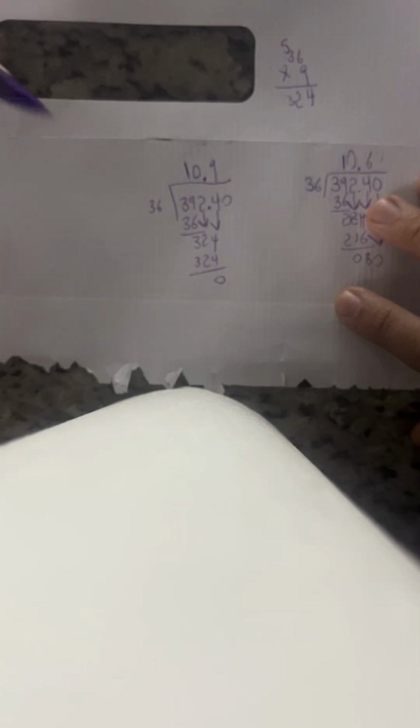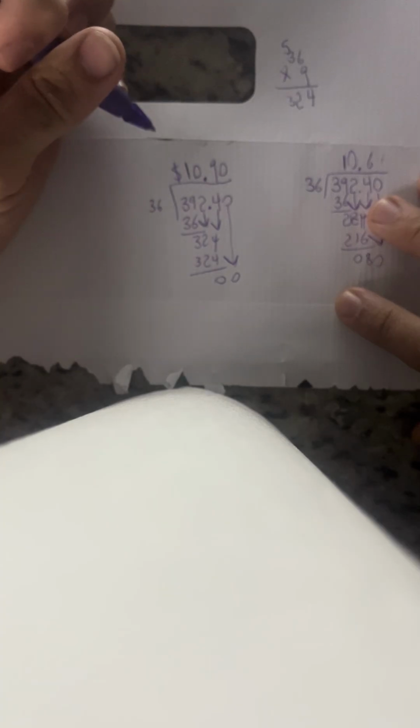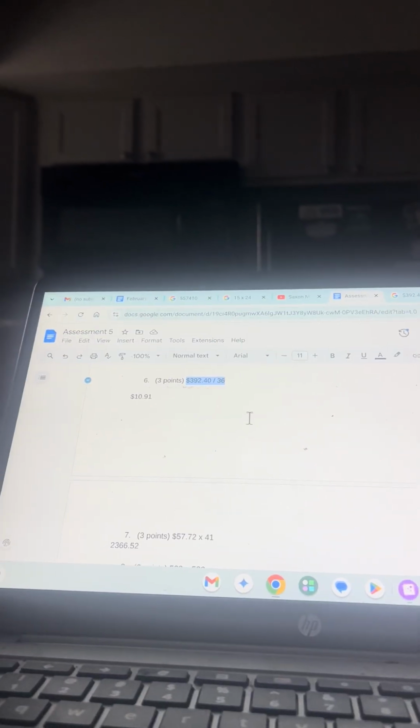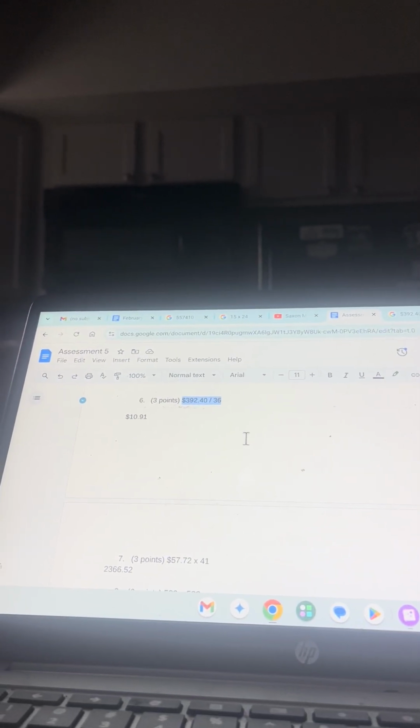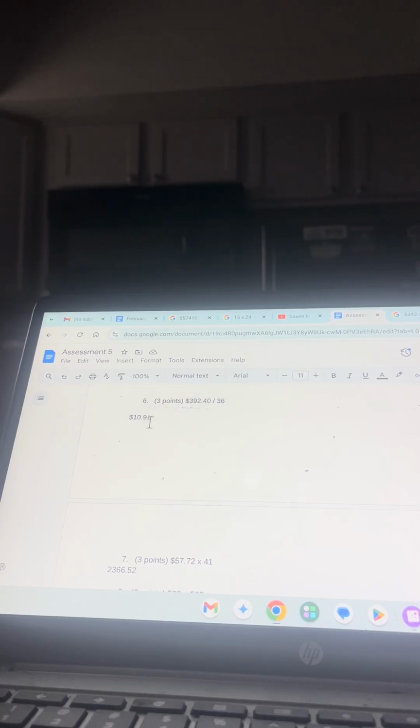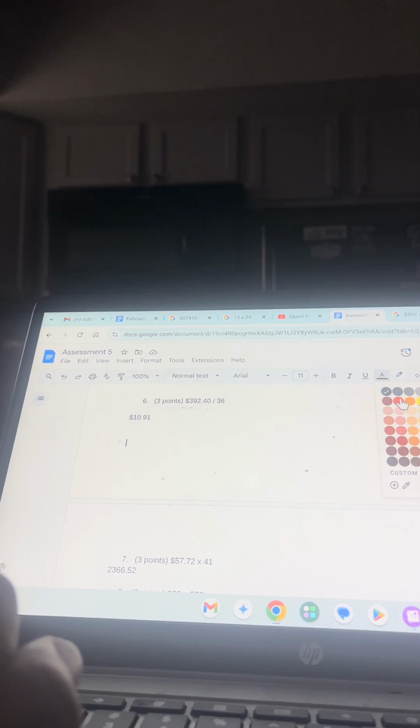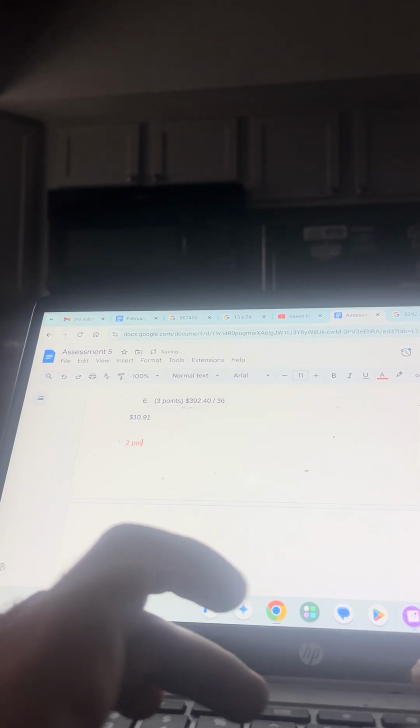0. 36 can't fit in 0, so I'm bringing down the 0. 36 can't fit in a 0, so I'm just going to put a 0 up here because I'm putting it above the number I just brought down. So I got $10.90, which is very close to what you got. You got $10.91. So you were almost correct. You missed one number though. So you get partial credit, but not full credit because this 1 shouldn't be here. It should be a 0, not a 1. But everything else looks good. So you get almost full credit for that one. You get 2 points.